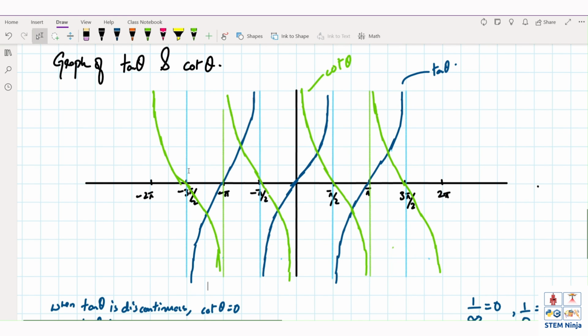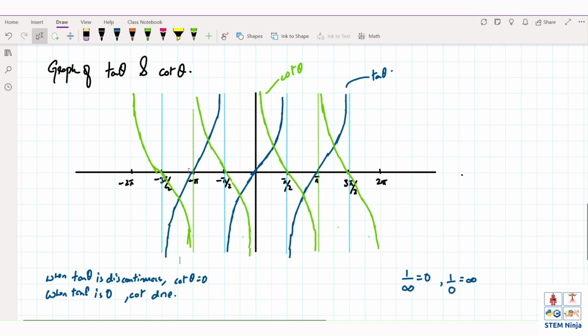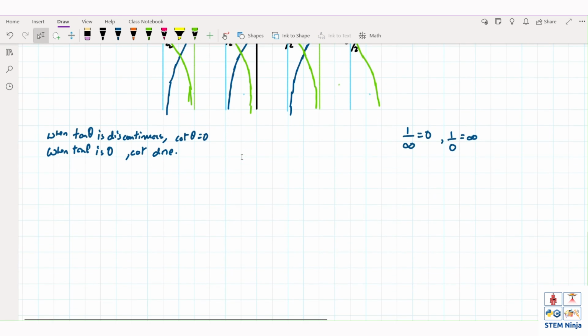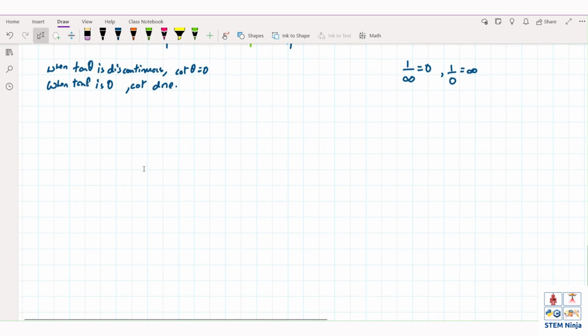Right. So these are the graphs that are expected from us to know. And we can apply transformations on them also. So transformations from P1, we could have translations or we could have scalings. Right. So now let's see the relationships between cosecant, secant, and cotangent.